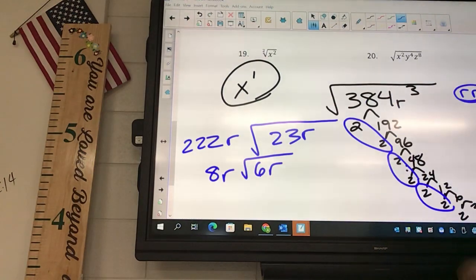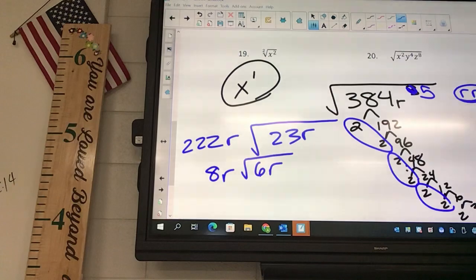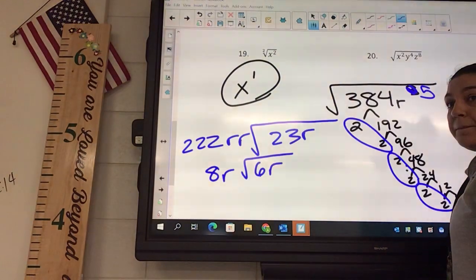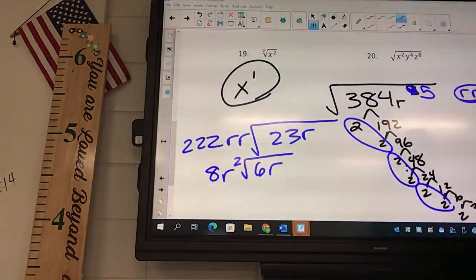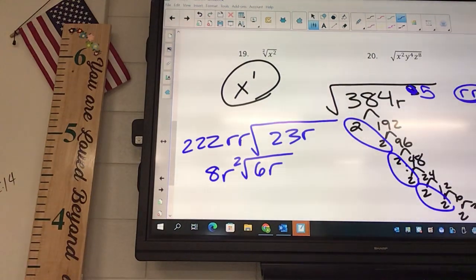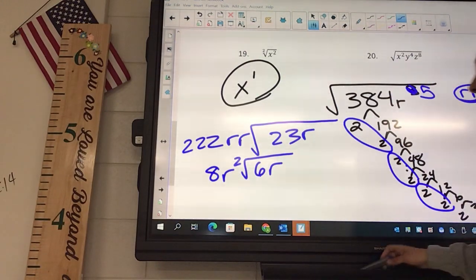Okay, if I change this to a 5, then I have five R's. Now how many groups can go? Two groups, so I get R times R, which is gonna make what? R squared, and I still have that one left over. That's what we're doing tomorrow. Treat the numbers and letters separately. Do the numbers just like you normally would, and do the letters like you did today. That's what you'll be doing tomorrow.